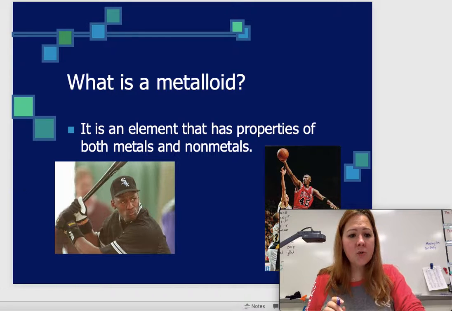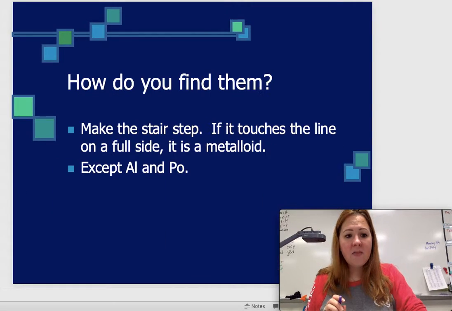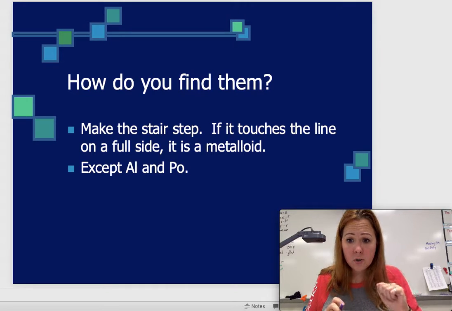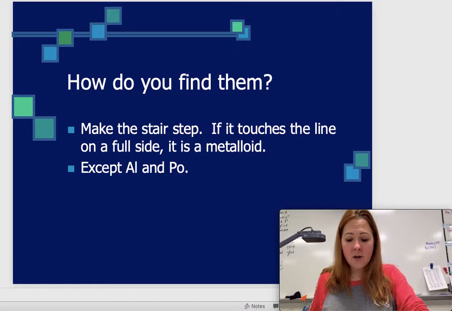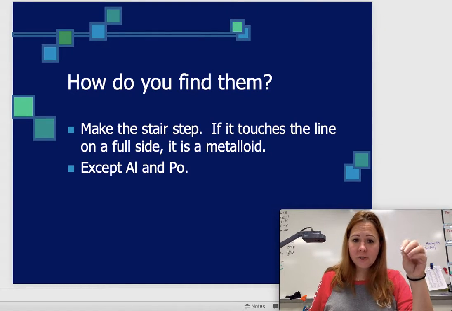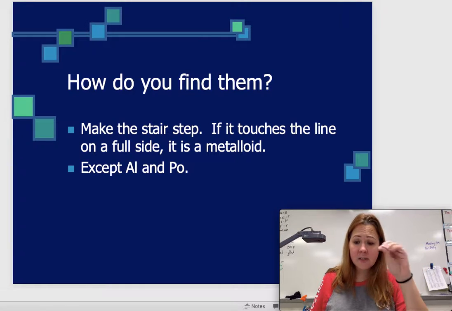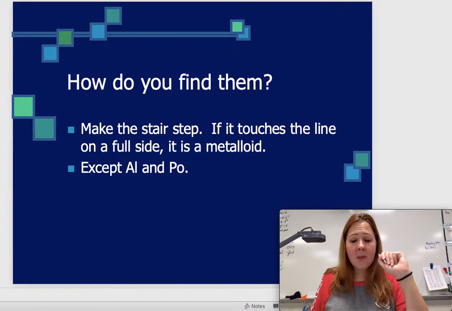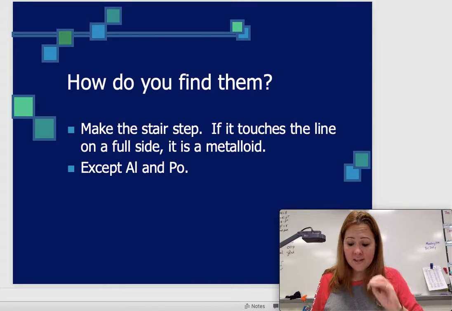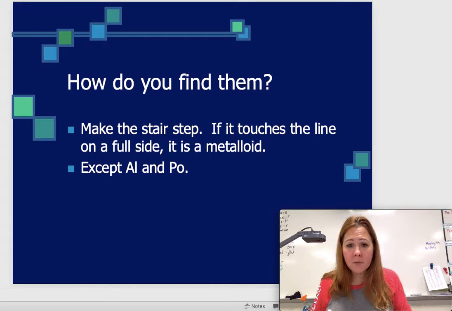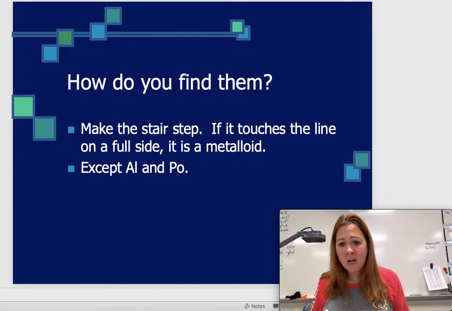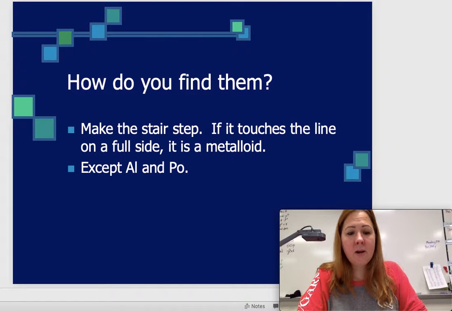So what we're going to do with these is we're going to color the periodic table. And in order to color the periodic table, you're going to have to find the metalloids. The metalloids are on what's called the stair step on the periodic table. If an element touches the stair step on a full side, it's considered to be a metalloid, for everything except aluminum and polonium. I always say Alpo, like Alpo dog food. Aluminum and polonium are actually metals. They don't have any non-metal characteristics, so they're not actually metalloids.